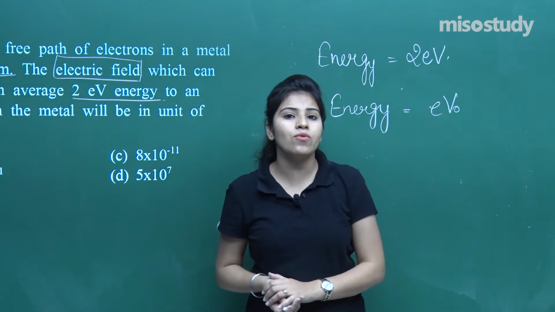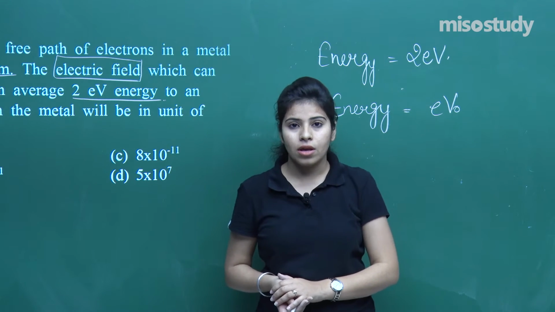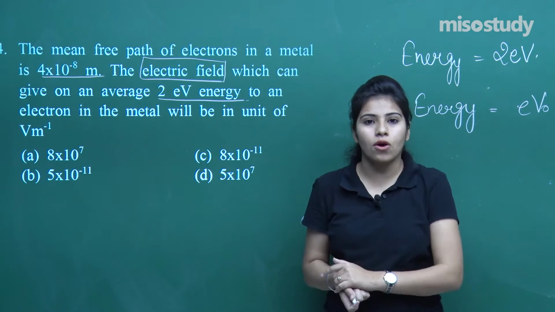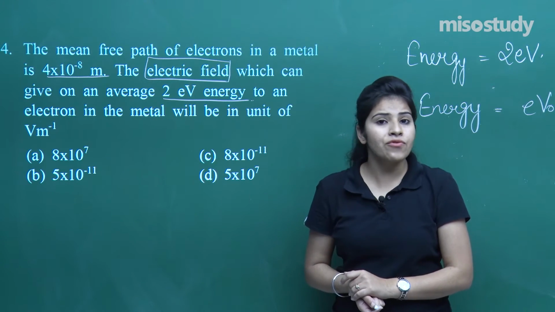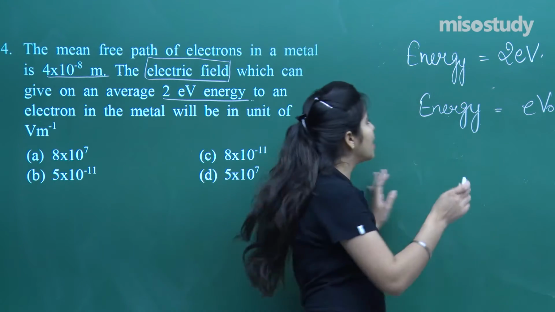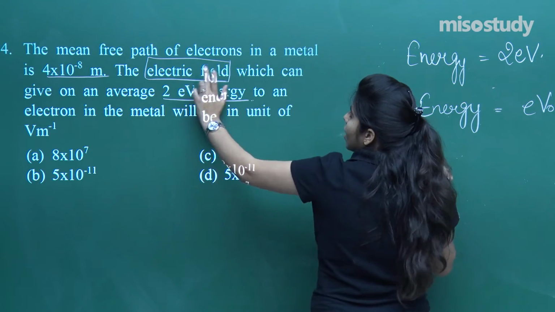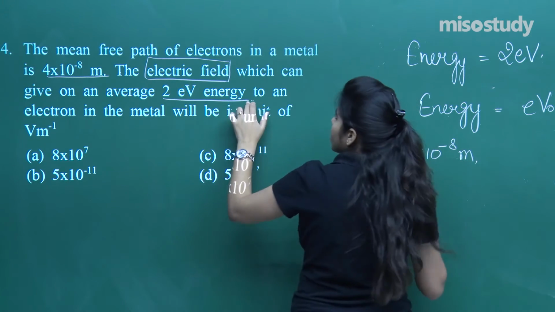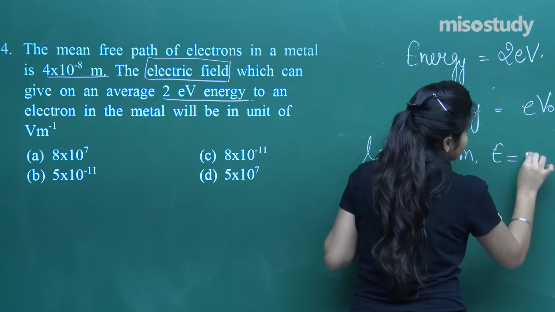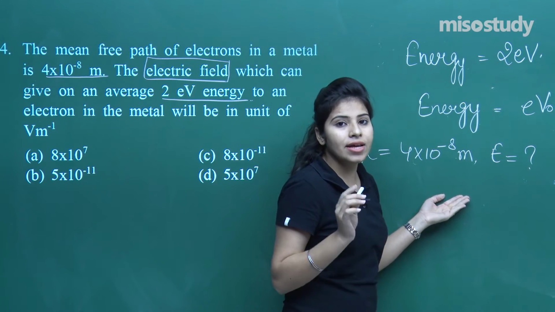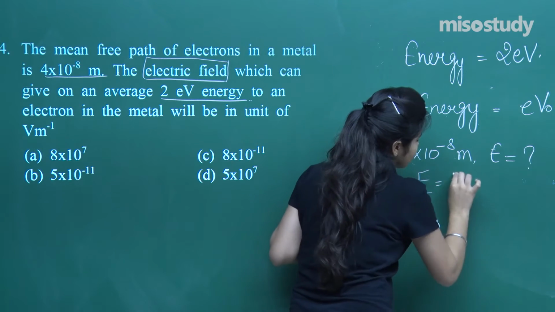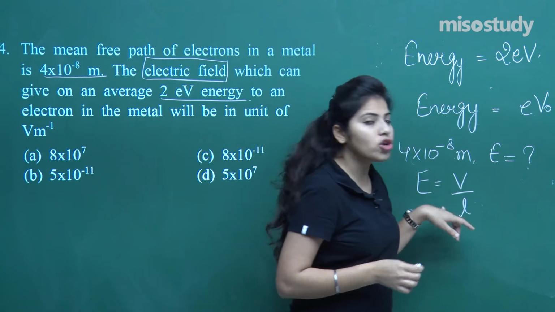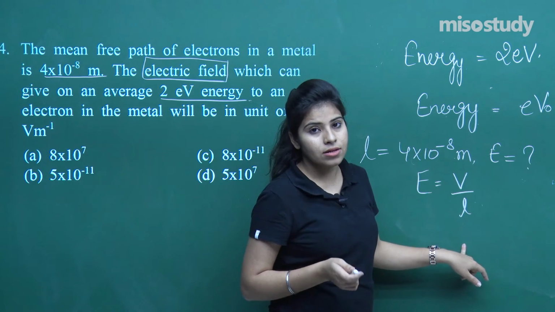Now your question will be why I am finding the potential first. I have seen one important thing in the question that you guys missed, and that is the mean free path has been given. That means L has been given as 4 into 10 raised to the power minus 8 meter. E has to be found. I know there is a relation E equals V by L. That means the electric field is nothing but the ratio of potential difference and length.